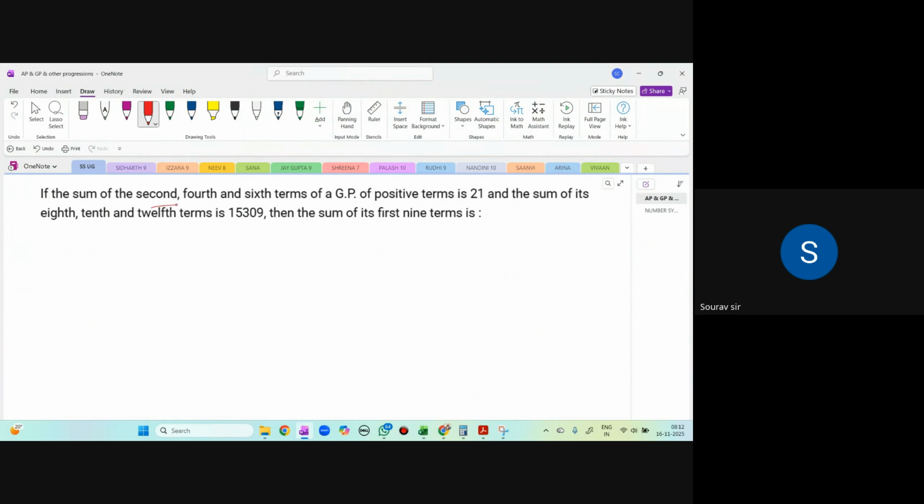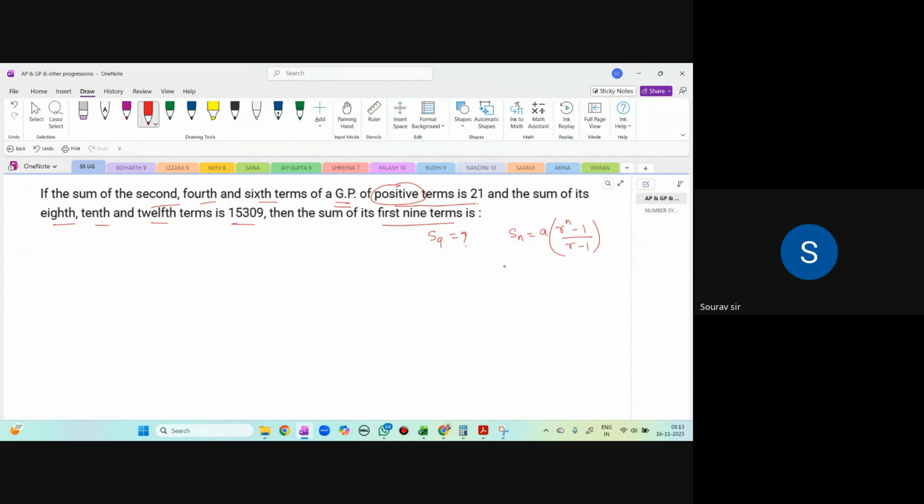If the sum of the second, fourth, and sixth terms of a GP, now this one is a GP question, of positive terms is 21, and the sum of its 8, 10, and 12 terms is 15309, then the sum of the first 9 terms. So they are asking for S9. So we know that in a GP series, Sn is given by the first term into r to the power n minus 1 by r minus 1. So we have to find out A and R from the given conditions.